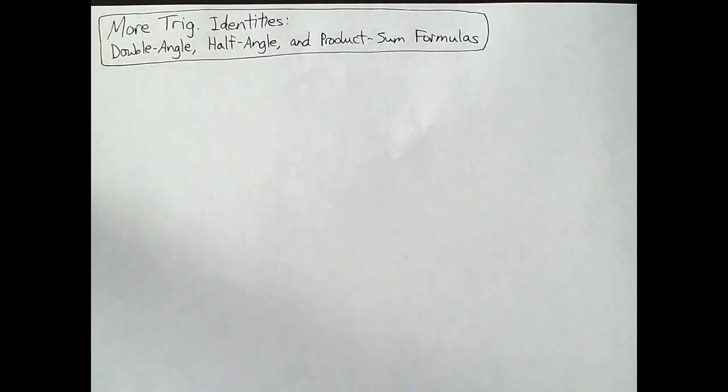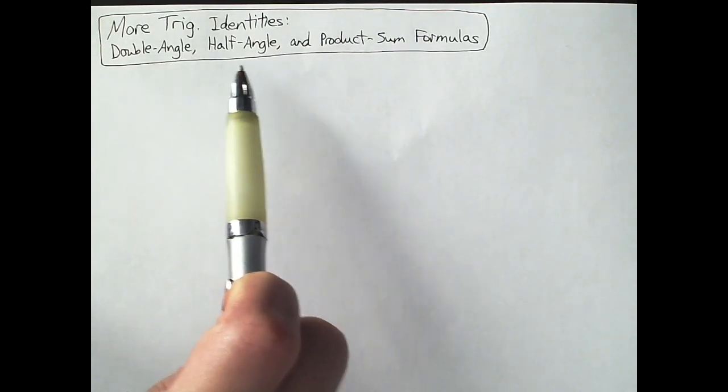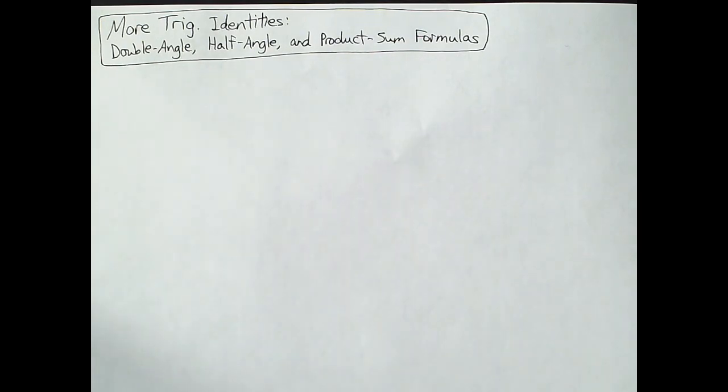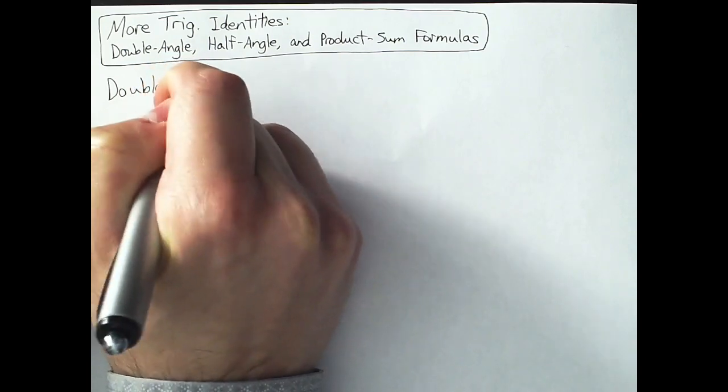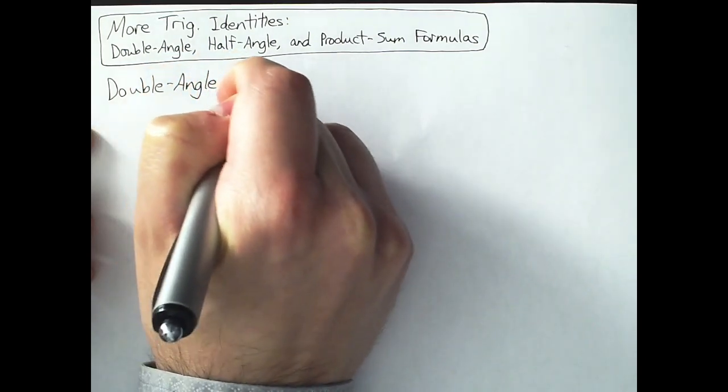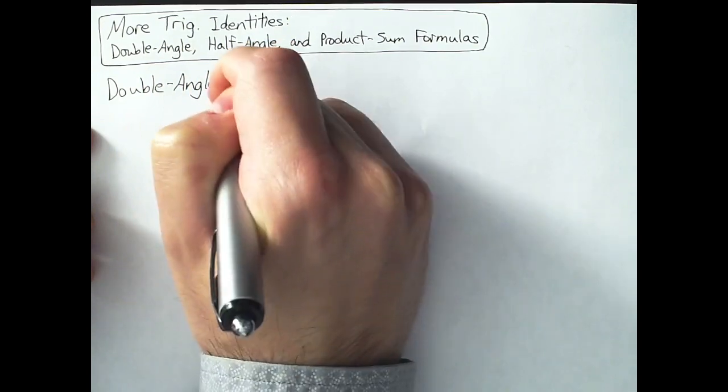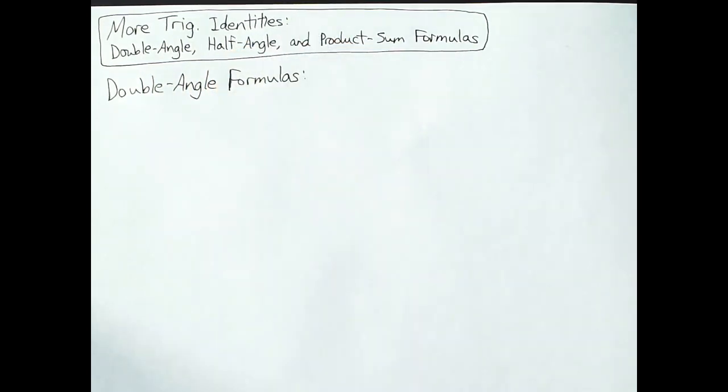All right, so this section has a long title. It's something like double angle, half angle, and product sum formulas, but I'm just calling it more trig identities. So let's jump in and start talking about the first type, which is the double angle formulas. Like in the previous video, we're not going to derive every single one of these, because under the double angle formulas there are 5 different identities. I see sine 2x equals something, tangent 2x equals something, and then cosine 2x equals 3 different formulas. So altogether, there's 5 formulas.